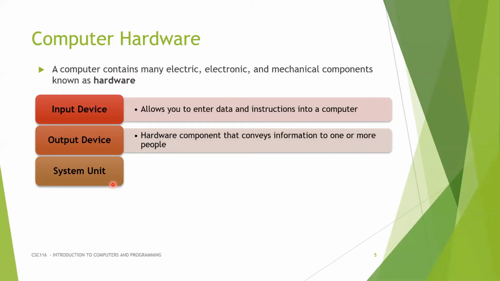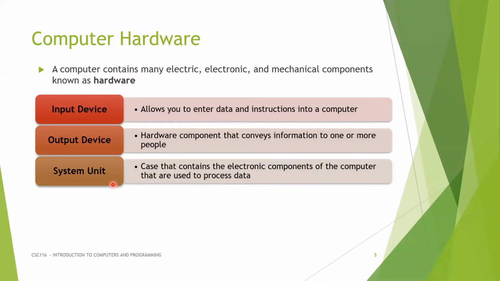Sebenarnya salah. Okey. Sebenarnya benda tu adalah sistem unit, bukan CPU. CPU adalah process of the processor. Okay, so next, the definition of the system unit ni maksudnya adalah case that contain the electronic component of the computer that are used to process the data.